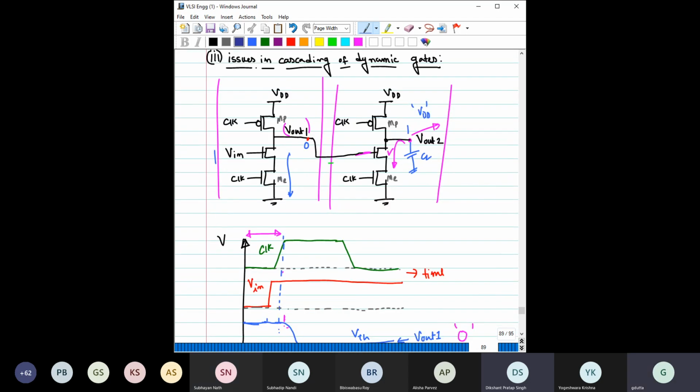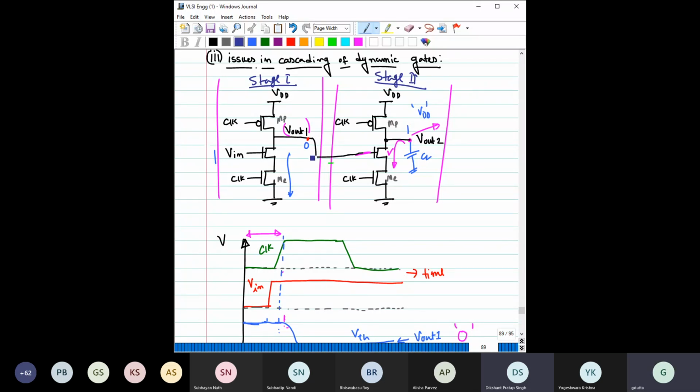So the question now is: this is stage 1 of dynamic logic, and this is basically an inverter. This is another stage, stage 2. So stage 1 is driving stage 2, and both are dynamic CMOS inverters.